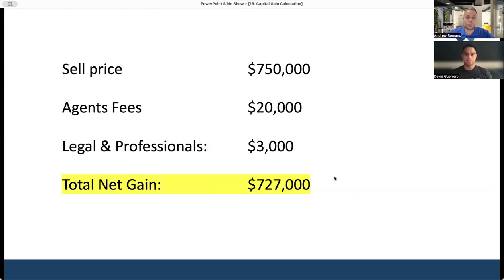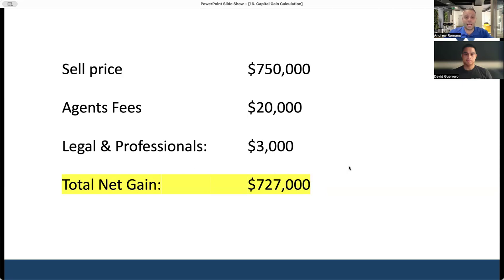Now, let's say you have sold that same property 3 years later for a price of 750 grand. You've paid a real estate agent 20 grand to sell it for you. Plus, you've incurred another $3,000 worth of legal and other professional fees. This gives you a total net gain of $727,000. So that is the 750 less the agent fees, less the professional fees, which will give you the total sold or the net sold price of 727.